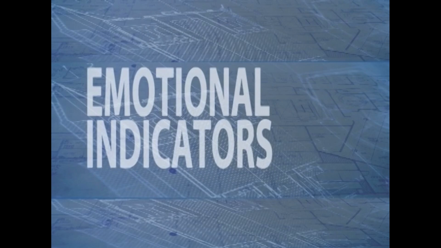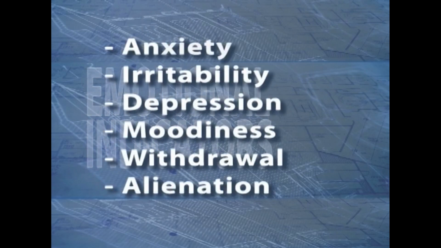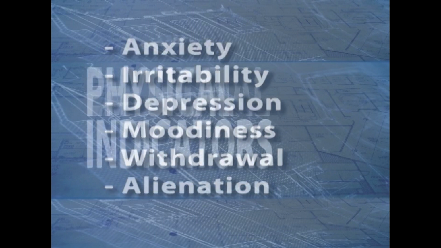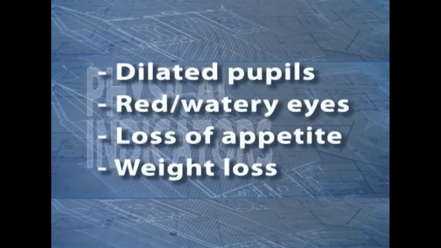Emotional indicators of an individual who may be under the influence of drugs or alcohol usually consist of changes in temperament, such as anxiety and irritability, depression and moodiness, withdrawal, or even feelings of alienation. Physical indicators relate to changes in a person's bodily appearance. Pupils may be dilated or eyes may be red or watery. A lack of appetite may result in significant weight loss.